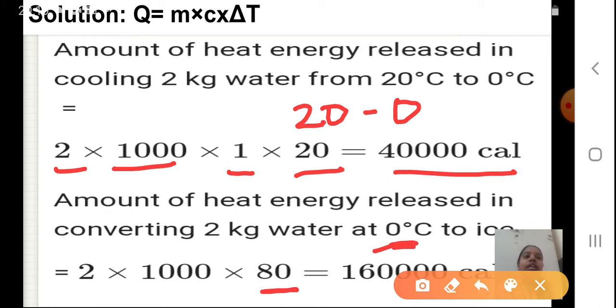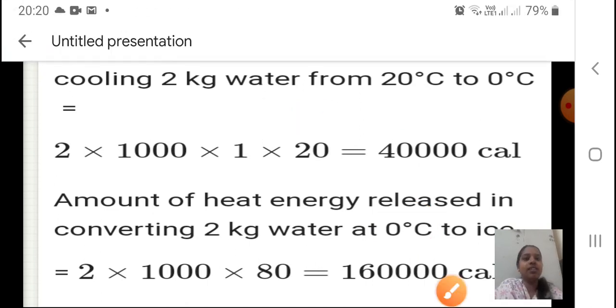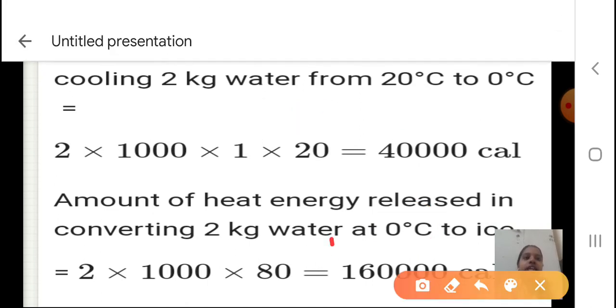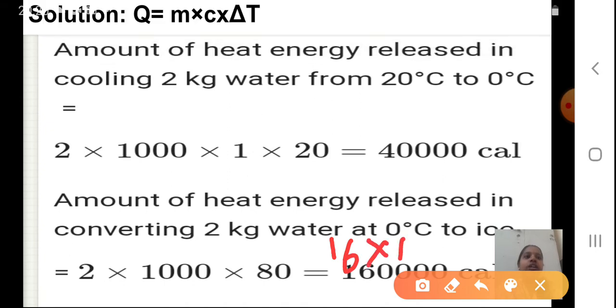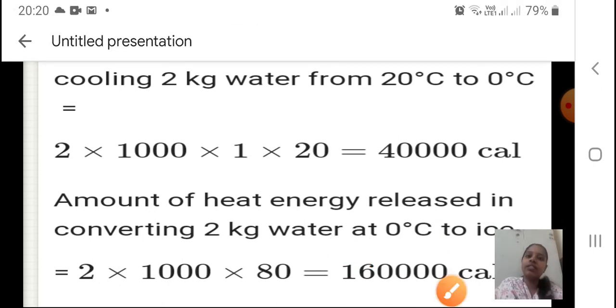Delta T will not be there here, because the only temperature we are considering is 0 degree Celsius. So what value did you get? You are getting 16 into 10 raised to 4 calories. Can you see this? I can write this as 16 into 10 raised to 4, because next to 16 you have 4 zeros. Is it clear? Did you understand this?